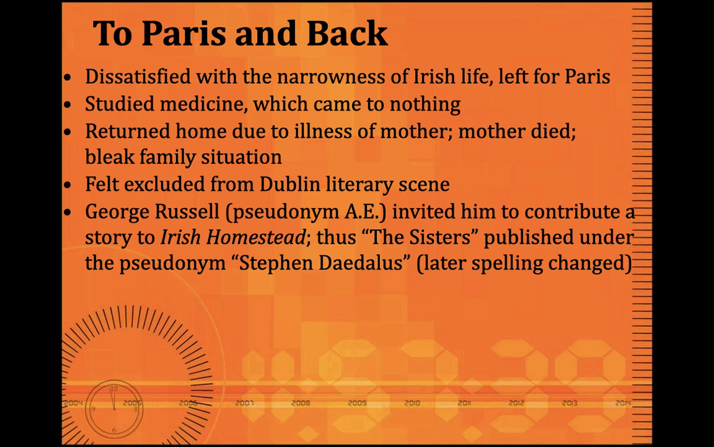It was George Russell, the writer, who used the pseudonym A.E., who invited him to contribute a story to Irish Homestead publication, and he contributed the story The Sisters. The Sisters became his first published story, and it was published under the pseudonym Stephen Daedalus. Daedalus, that is how he spelt it at first. Later he changed it to Dedalus. And A.E. appears as a character in Ulysses.